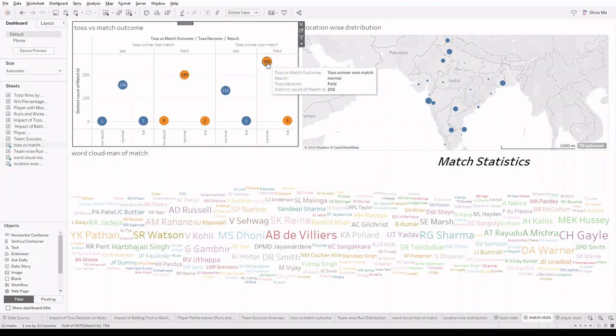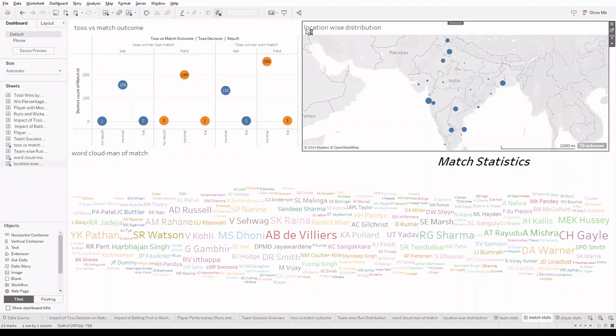So if you want to check whether this match was really won by winning the toss, taking the bowling first and winning the match, you can copy this match ID and search in the data set. So that's how this graph or this plotting works.